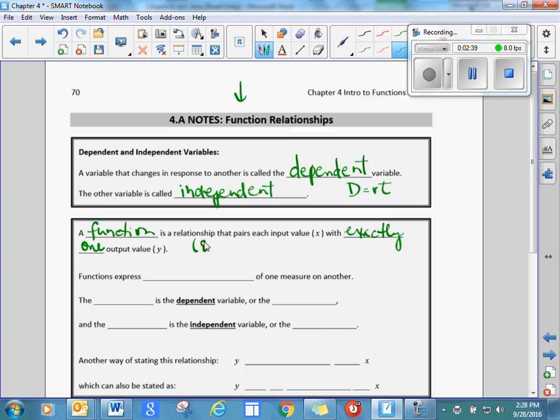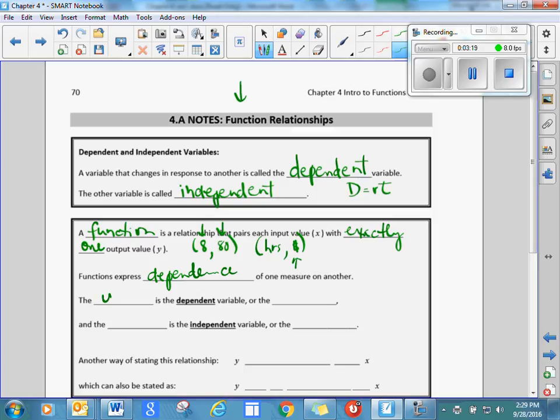So in other words, if you work 8 hours one week and you make $10 an hour, there is exactly one amount that you're going to earn, 80 bucks. There's your independent variable, how much you work, and there is your dependent variable, how much you earn. So we'll put hours. How much you earn is a function of how many hours you work. So functions express dependence of one measure on another one.